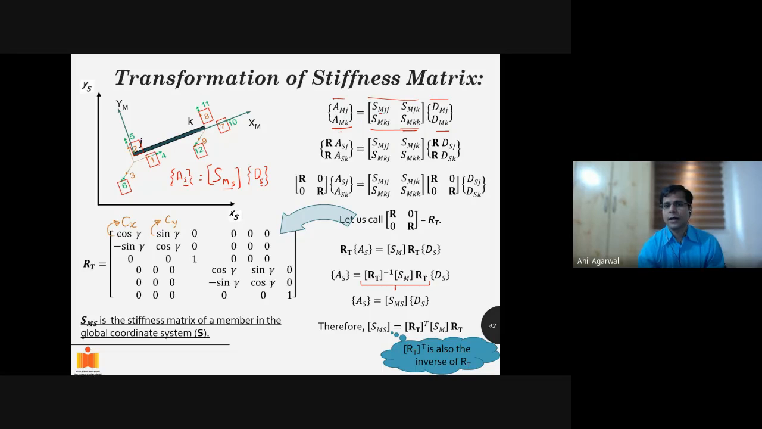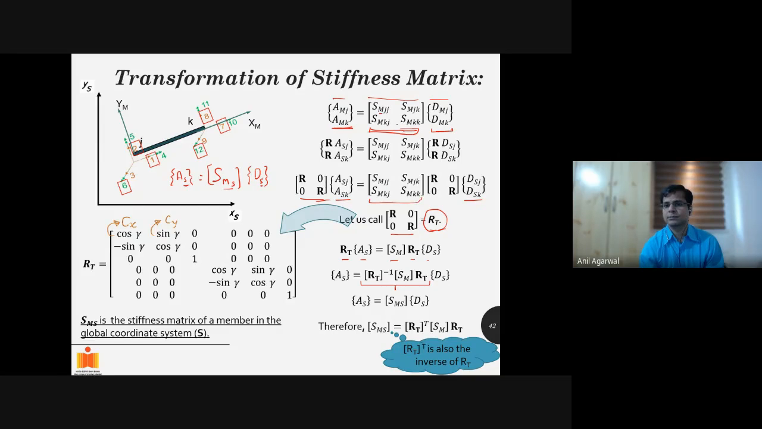So basically, I had this equation to start with: forces in the member coordinate system, stiffness of the member in the local coordinate system or member coordinate system, displacements. I changed these two into vectors of force and displacement in the structural coordinate system, right? By doing these transformations, I can take this equation. This particular matrix, I'm calling it RT. For a plane frame, this is the size of RT. For a space frame, the size of RT will be larger, just like what we discussed just now. Anyway, we'll not go there yet. This is my RT. So the same equation I can write as RT AS equals SM RT DS, right?